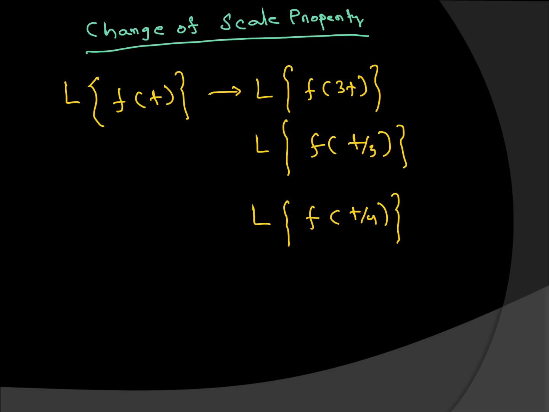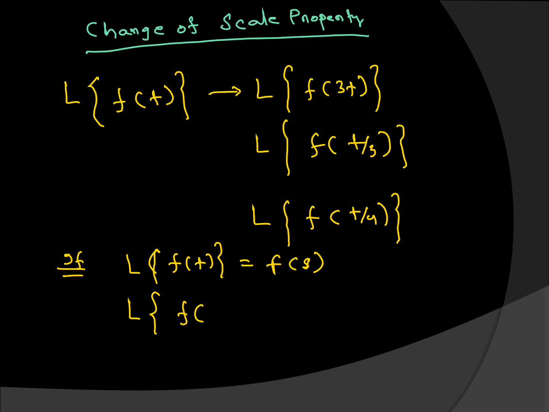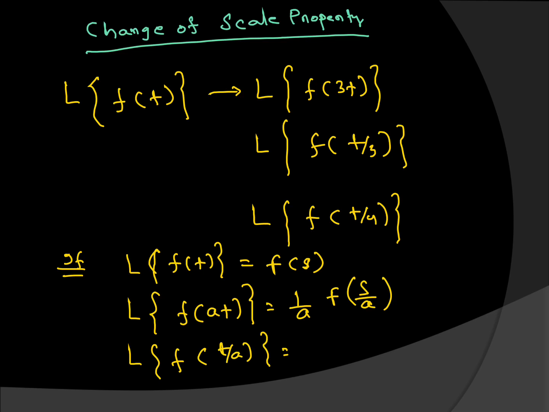Change of scale property is: if Laplace of f of t is capital F of s, then Laplace of f of a into t, you just divide by a, F of s by a. And in case of division, Laplace of f of t by a, you just multiply it, a into F of s a. This is the formula for change of scale property.